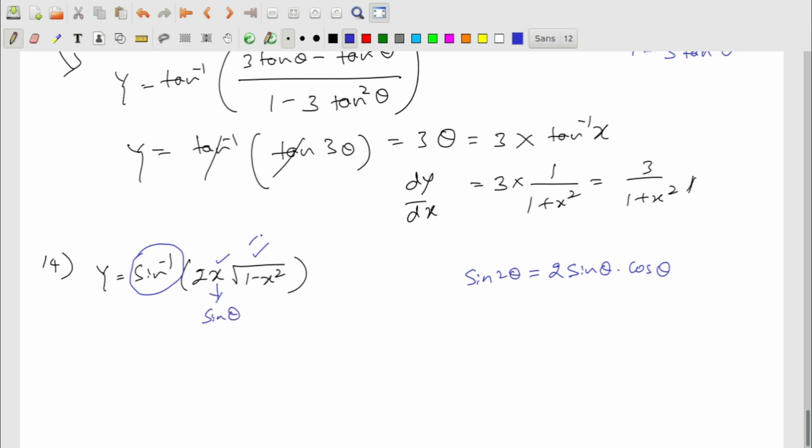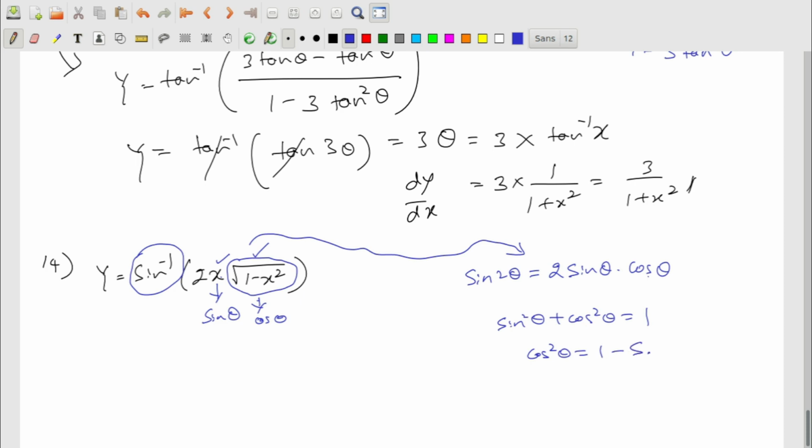You can do that, right? If you just compare this with this expression, you can see here this x can be taken as sine theta. But how can we get cos theta out of this expression? For that, again, the first identity from class 10, that is sine square theta plus cos square theta is equal to 1. So then cos square theta can be written as 1 minus sine square theta, and then cos of theta is root of 1 minus sine square theta.